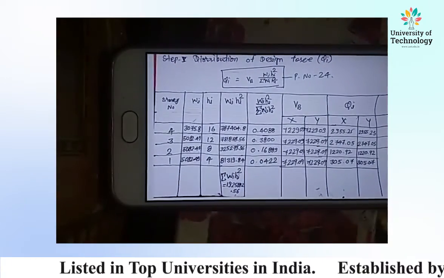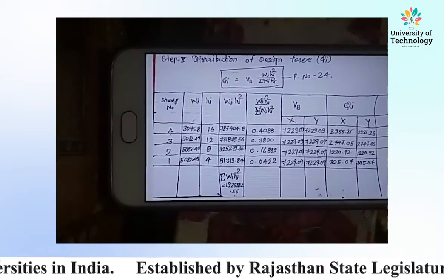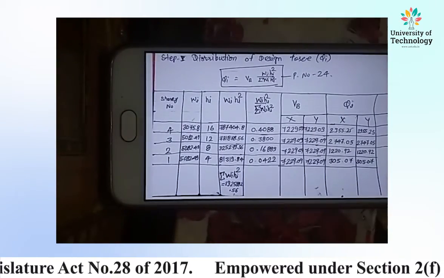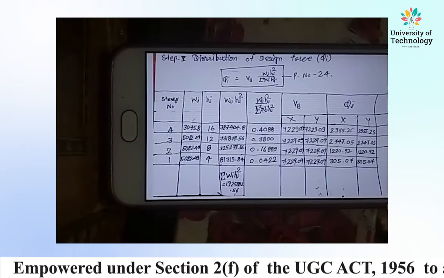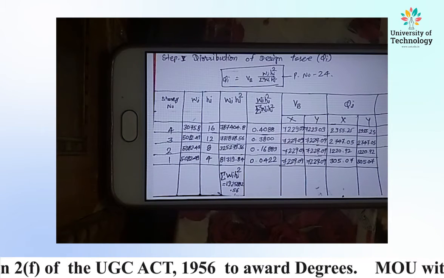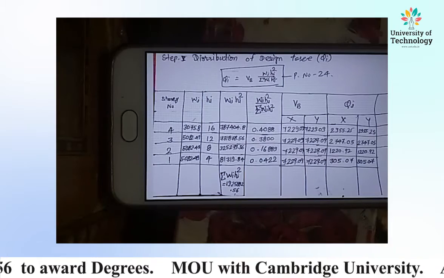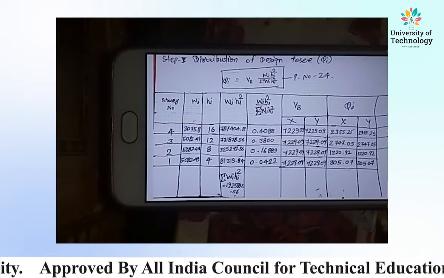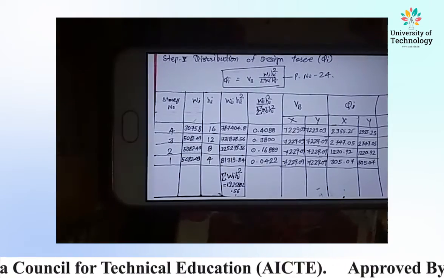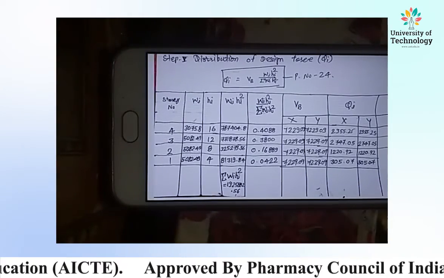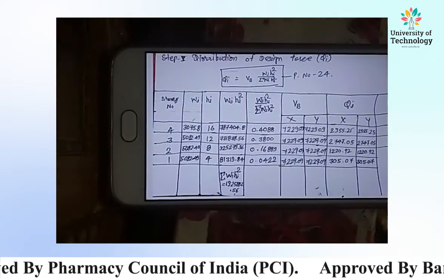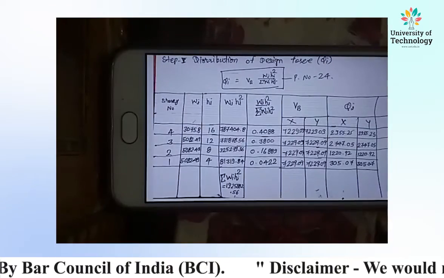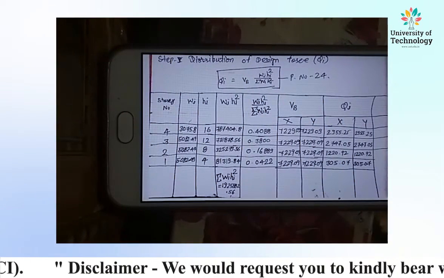So Wi hi square we can get easily by multiplying hi square into the respective Wi. Then Wi hi square upon the summation of Wi hi square we can easily calculate, and VB Qi in x and y direction is calculated after putting in the formula. Each value you can see given in the table format, or we should put it in table format.